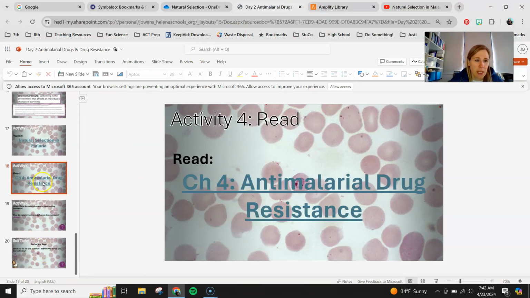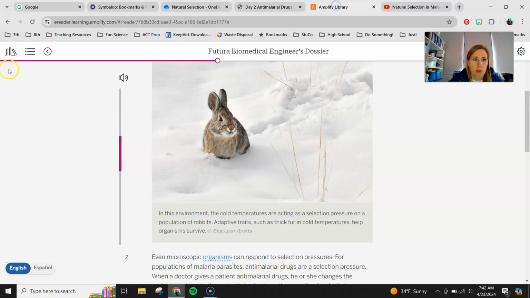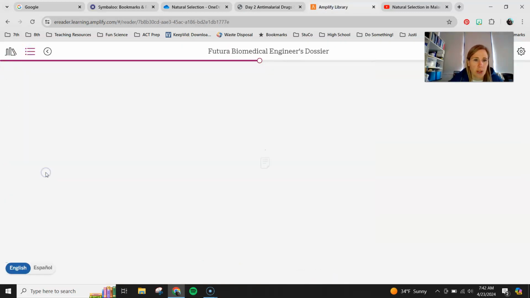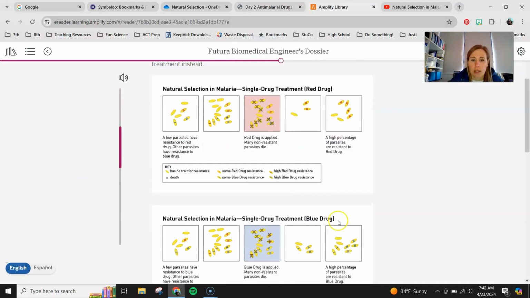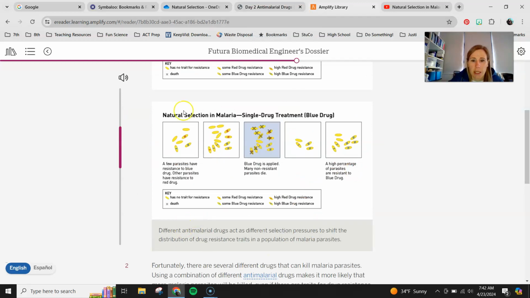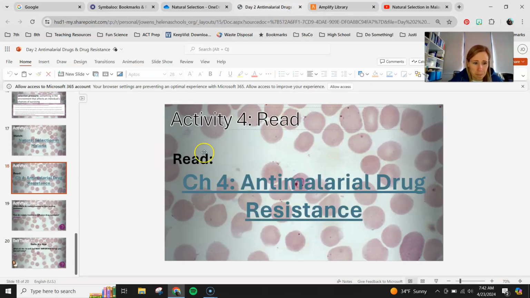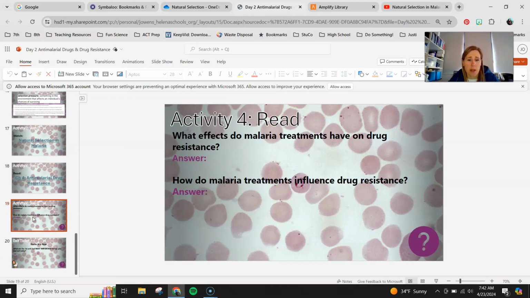Okay, last little spot for today. You guys are gonna read chapter 4. So when we go into our library, make sure you guys are on chapter 4, anti-malarial drug resistance, and you guys are gonna learn a little bit more about drug resistance. Pay really close attention to these graphs and read their captions and kind of try to figure out what you think they mean. Okay, the questions you guys are going to answer from this article using your own words, not copy and pasted from the article.